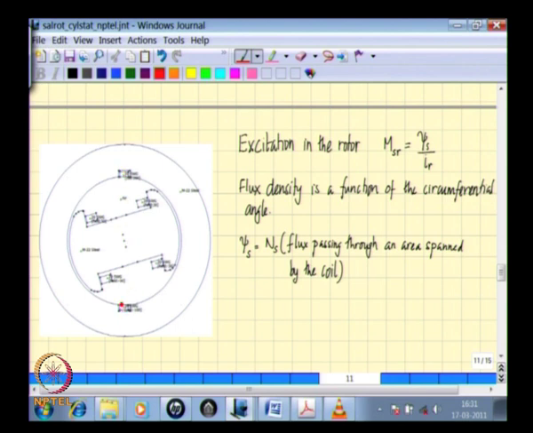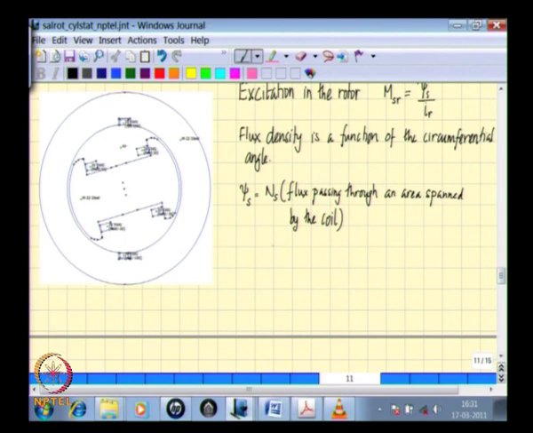And so how does one do that? We know that flux is given by the flux density multiplied by dA, that is, flux density into area gives you the flux that is passing through that area. So if you now consider an elemental area, let us say that we are looking at a small area here.